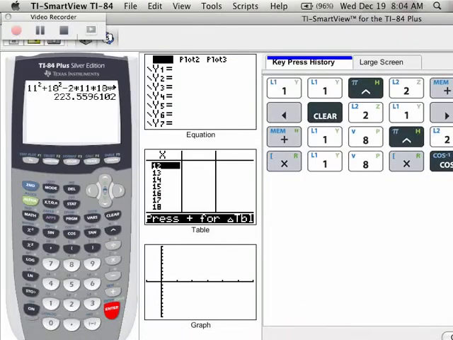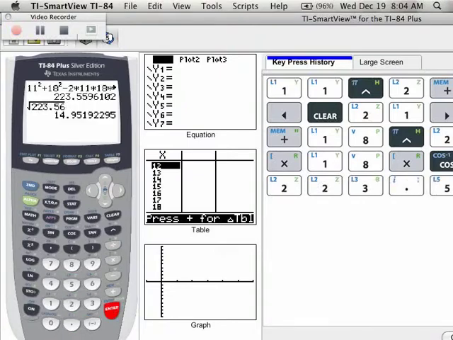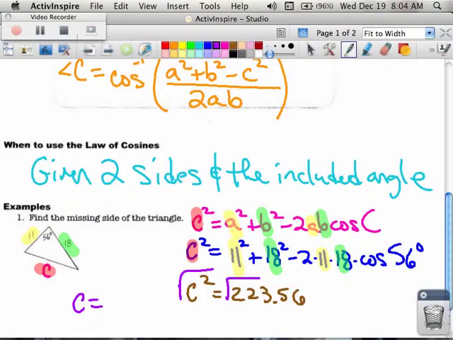So back to my calculator, I take the square root of 223.56, and I get 14.95. And basically this is all there is to the law of cosines. Plug in the numbers, at the very end take the square root.